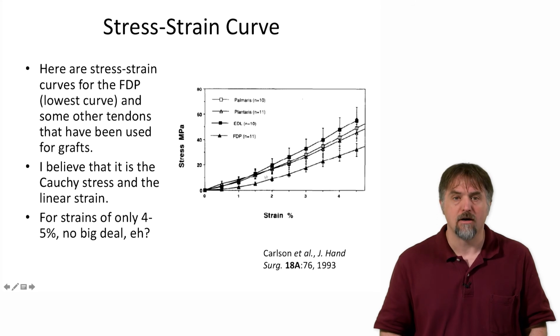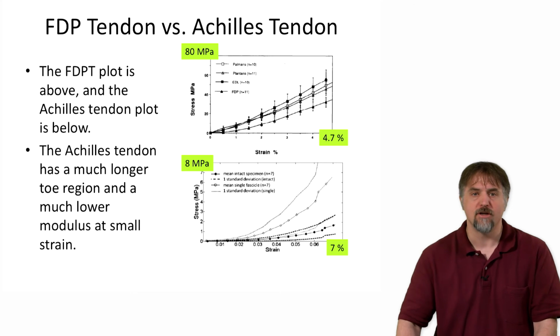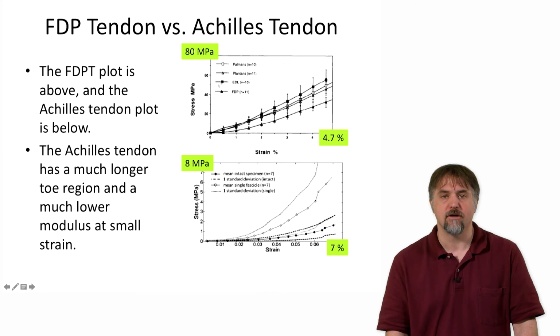That they don't have the big toe region. They're very tight, and this is somewhat linear. And if I plot the stress-strain curves on the same, I put them next to each other. This is the stress-strain curve for the FDP. This is the stress-strain curve for the Achilles tendon.